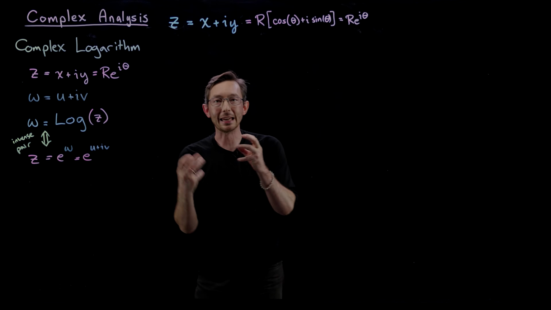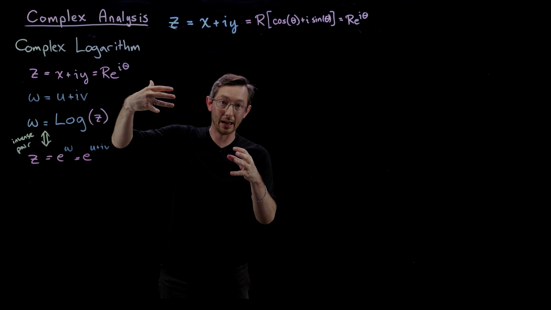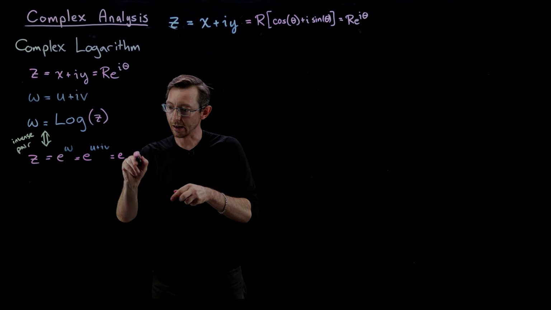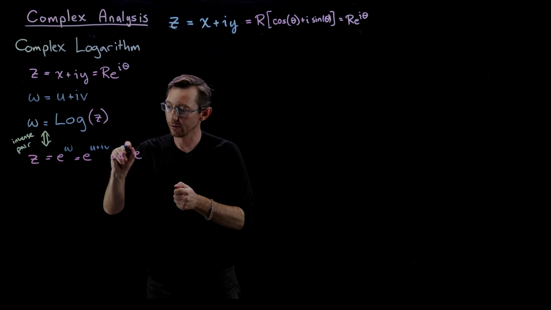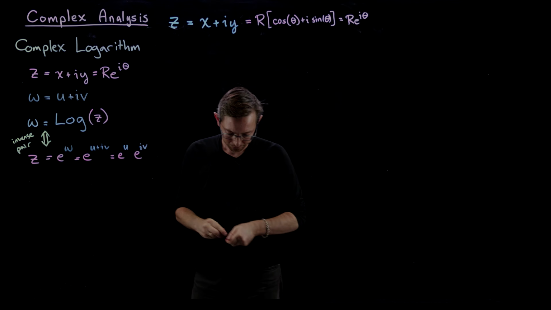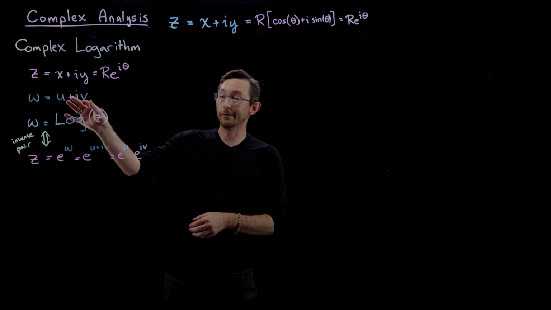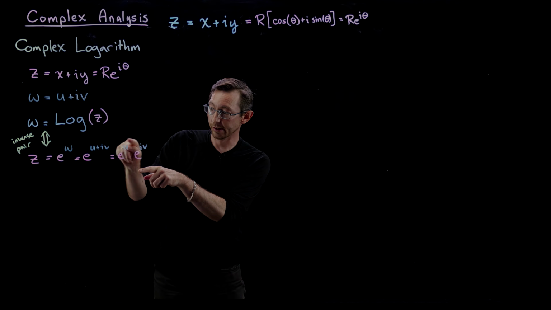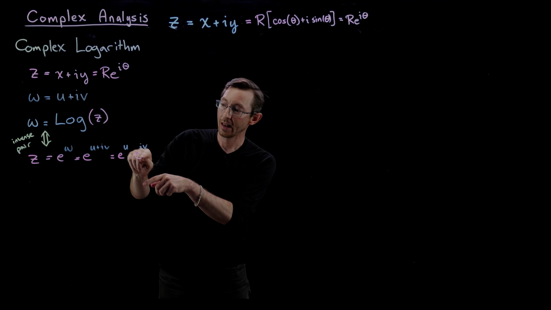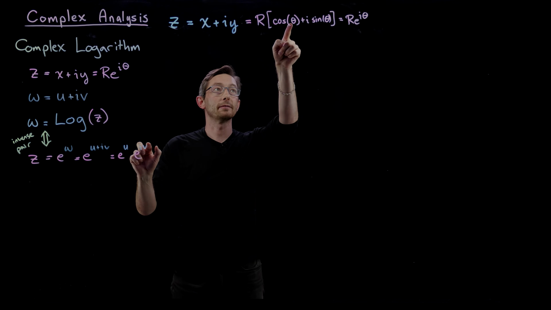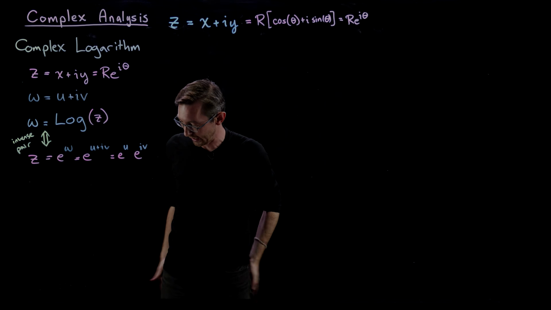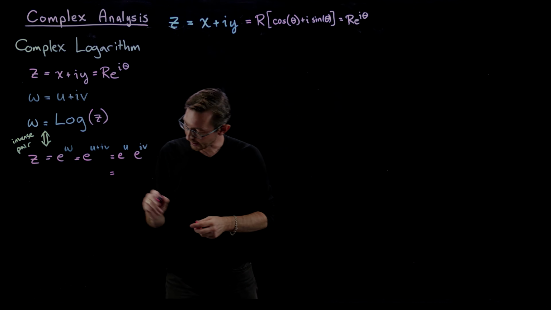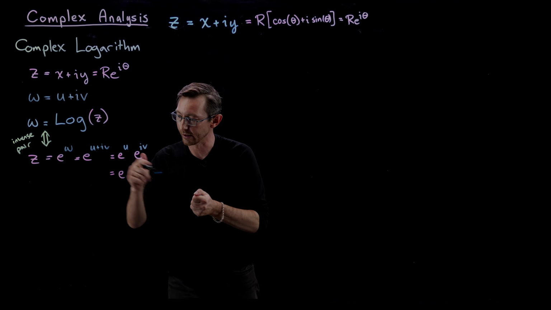And remember, whenever you have e to the a plus b, it's e to the a times e to the b. So this equals e to the u times e to the iv. And remember, u is real and v is also real. u is real and iv is imaginary. So e to the u is a real valued exponential. This is a real number. And e to the iv, that's just cos v plus i sine v. Okay, so we're going to use that now. So this equals, let's say, e to the u power. I should just keep this on hand.